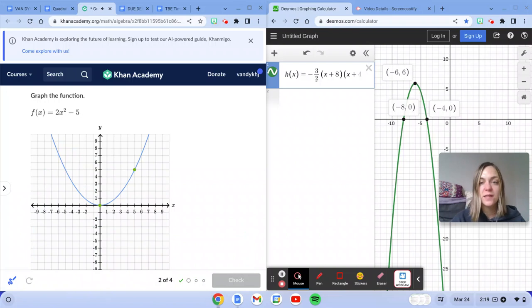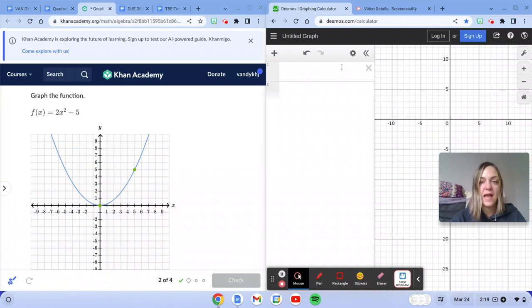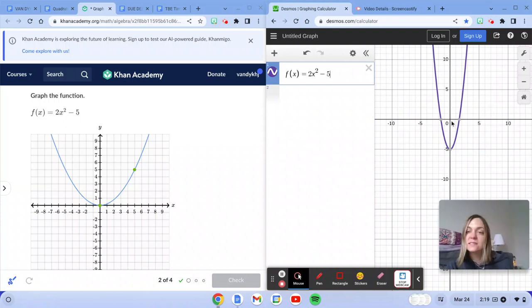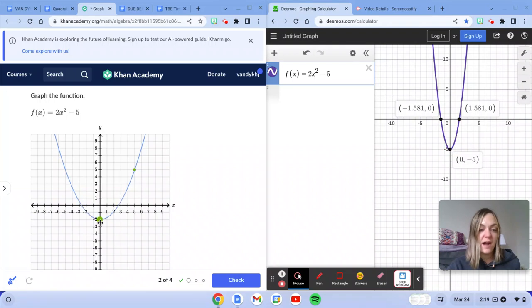We'll do another one together. This is f of x equals 2x squared minus 5. Now, when I'm looking here, these zeros are not very nice because they're not whole numbers. So I'm going to have to find a different point to plot. So I have my vertex at 0 comma negative 5. Go ahead and drag that down.